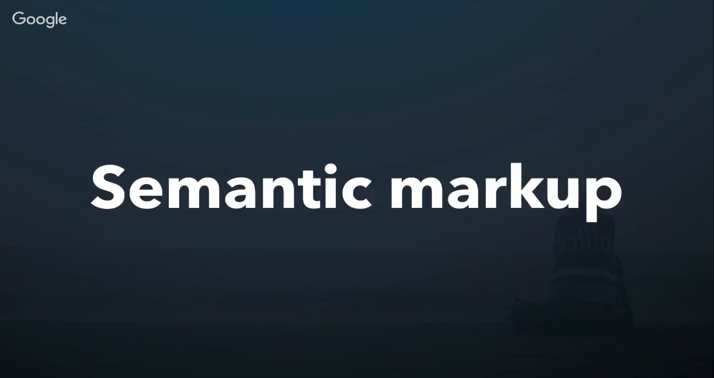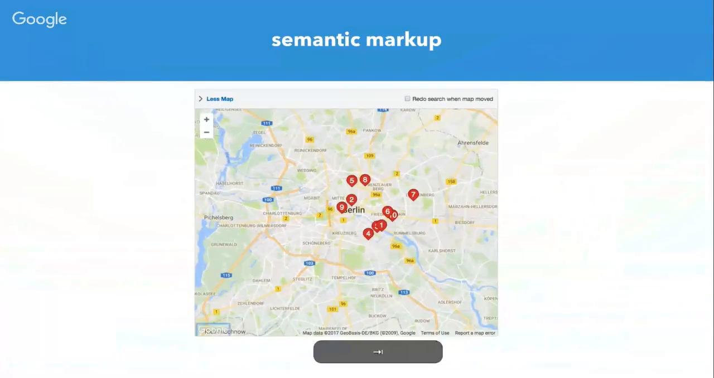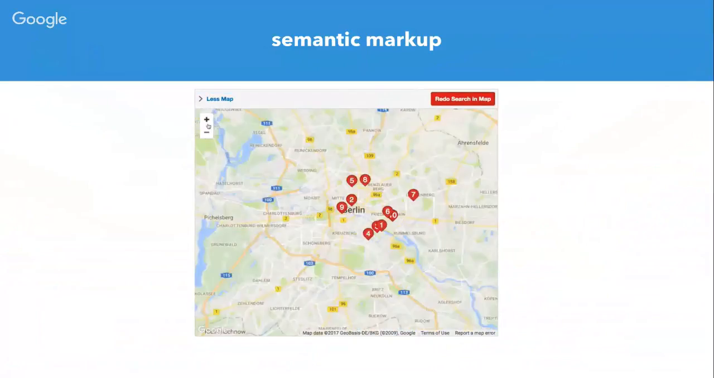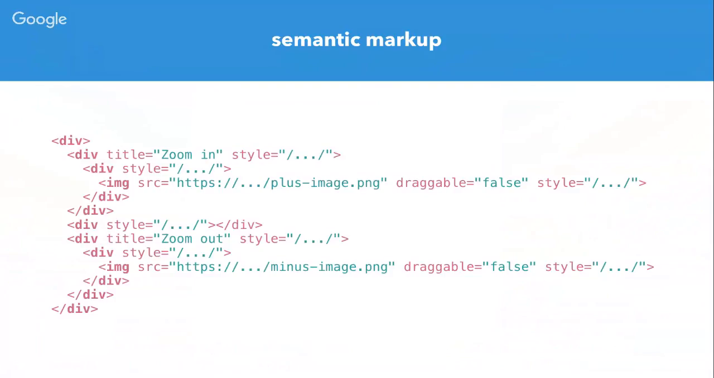So I said, the first thing, semantic markup. So I looked around for 2 minutes, and what I found really quickly was this. This is a Google Map widget. And what you see there is that I can click these buttons and then I can zoom in and zoom out again, but these are not reachable using the keyboard. So I had a look, okay, how is this built? And this is how it's built. Typical div soup without meaning.